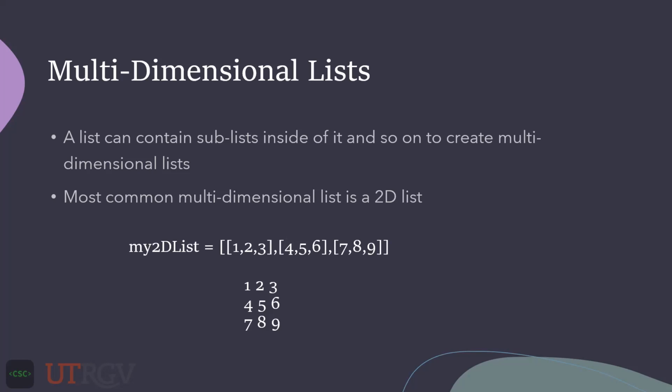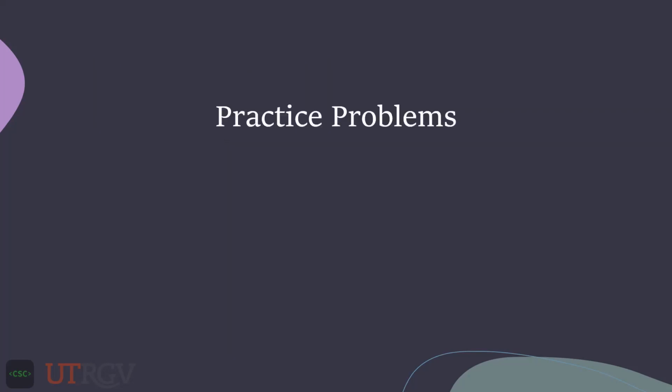I don't think we'll be handling multi-dimensional lists just because it might get crazy with the for loops and nested loops. This is just something for you guys to know and be aware of. That's pretty much it. A short lesson. Are there any questions about lists?